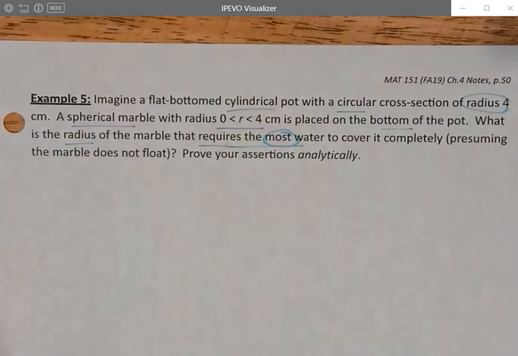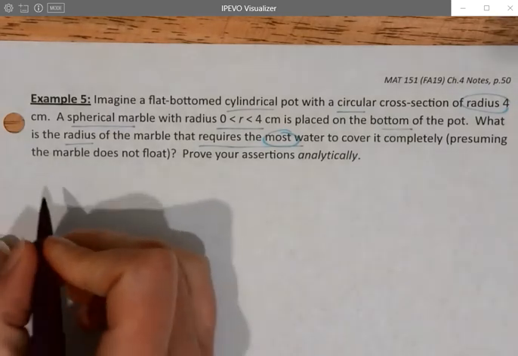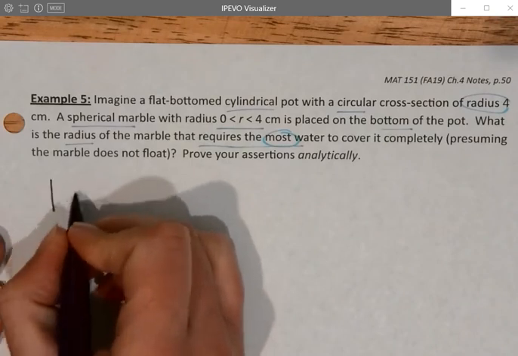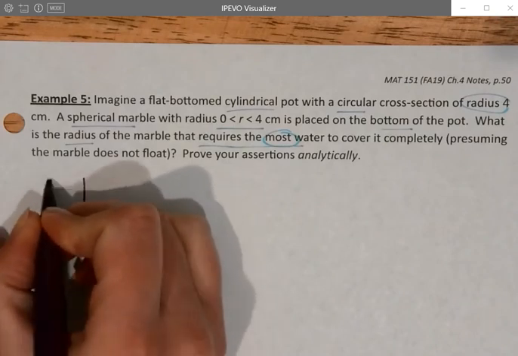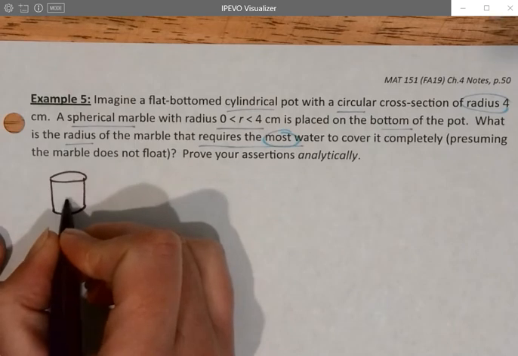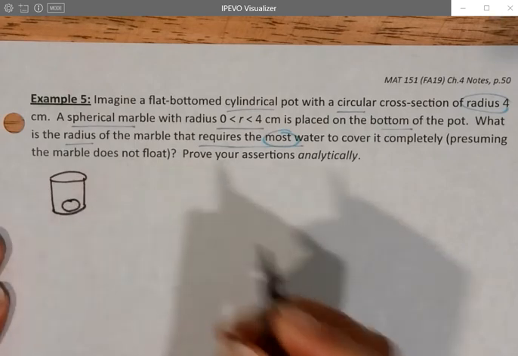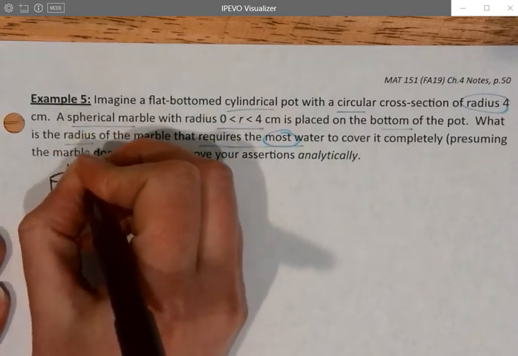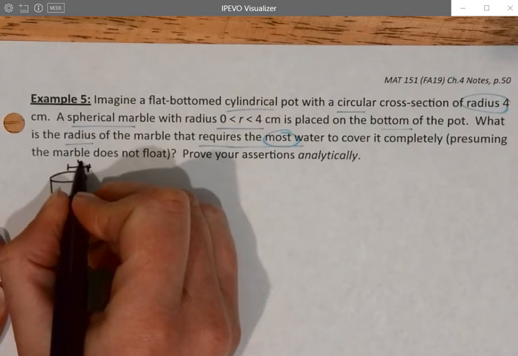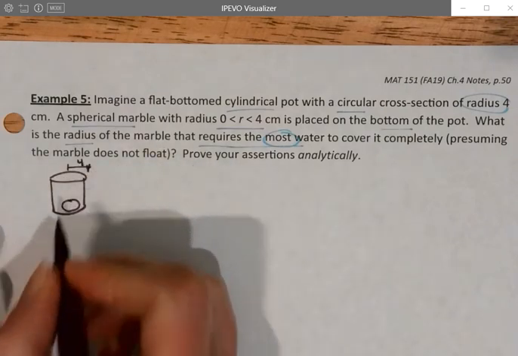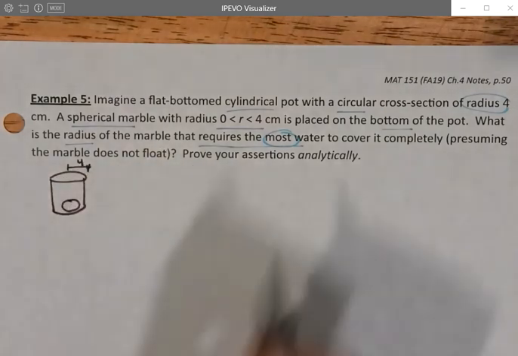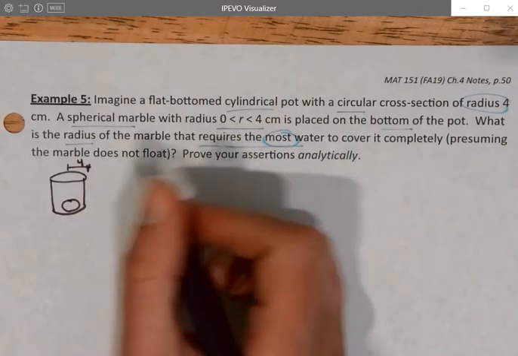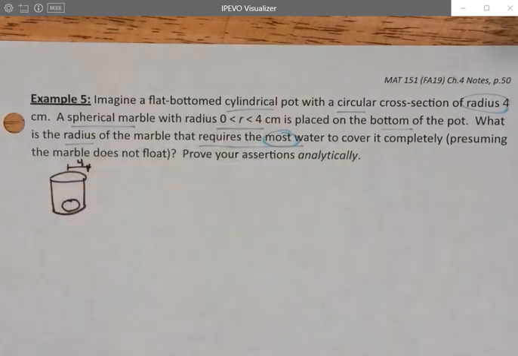Okay, so the first thing that we're going to try to do is draw a diagram of the situation. So I've got a cylinder, and inside this cylinder we have a marble. I know that the radius of the cylinder is 4. I know that the radius of the marble is between 0 and 4, so 0 being there's no marble, 4 being that it touches both sides. So I'm not sure how big my marble is yet. It's just in between there somewhere.